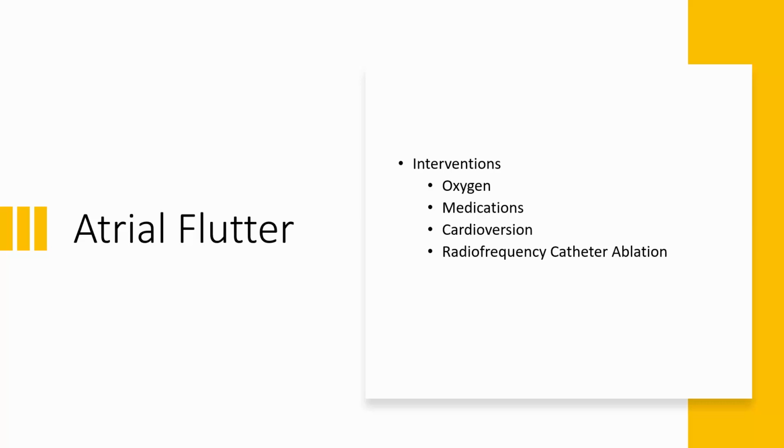Remember, other things that we want to do. We can do the cardioversion just like we did in the AFib. We can also do the catheter ablation. Your interventions for that are the same as they are for your AFib because atrial fibrillation and atrial flutter are both atrial dysrhythmias, so we treat them the same.